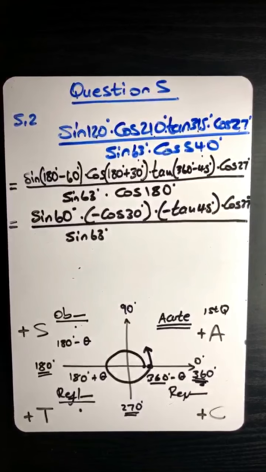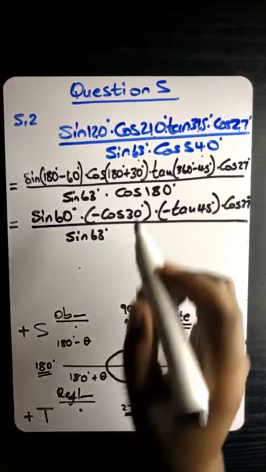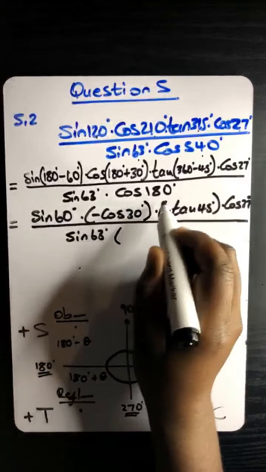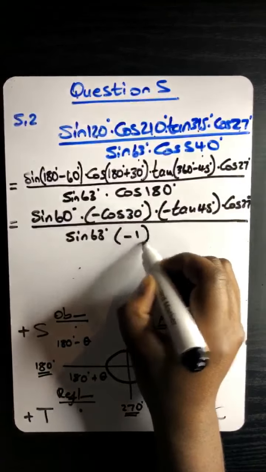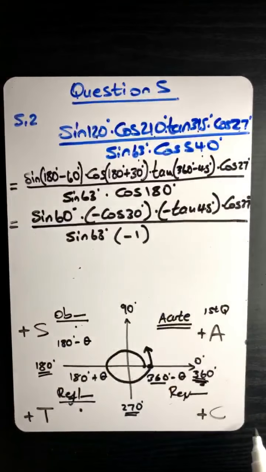So I wanted to confirm if they agree with that statement of cos of 180 being negative 1, because indeed it is negative 1. Even if you try to verify on your calculator, cos of 180 is negative 1. So now all the angles have been reduced.